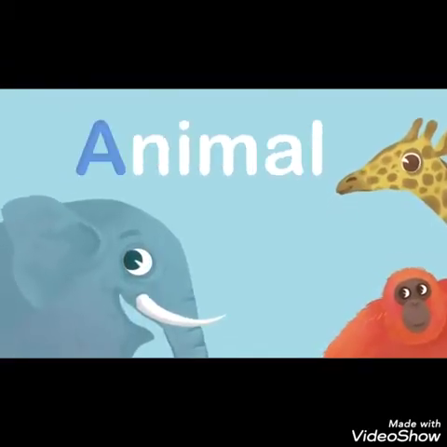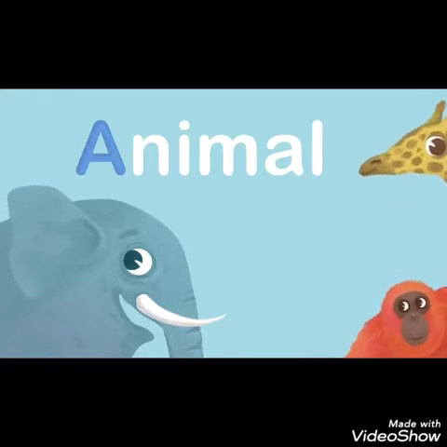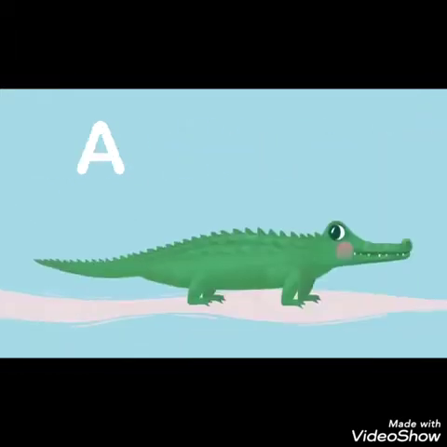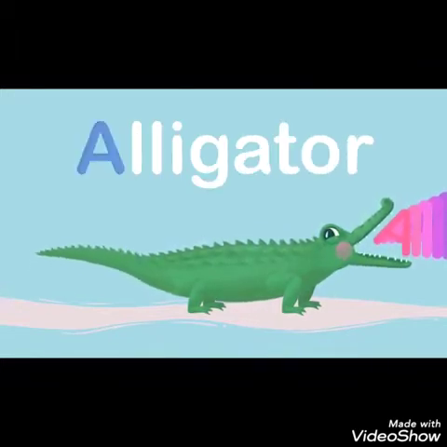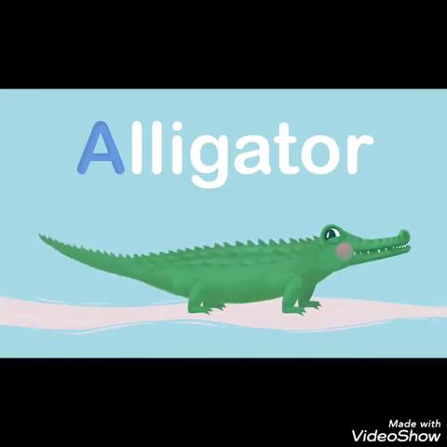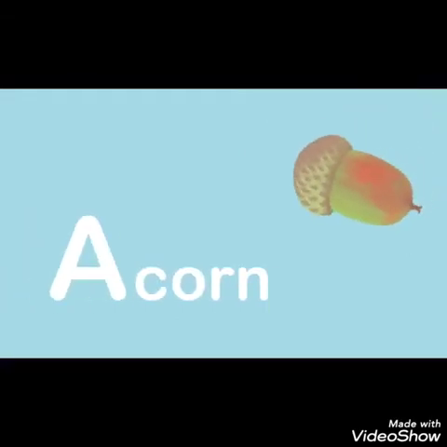A is for A, animal. Say A, animal. A is for ah, alligator. Say ah, alligator. Sometimes A says a. Say a. A is for a, acorn. Say a, acorn.